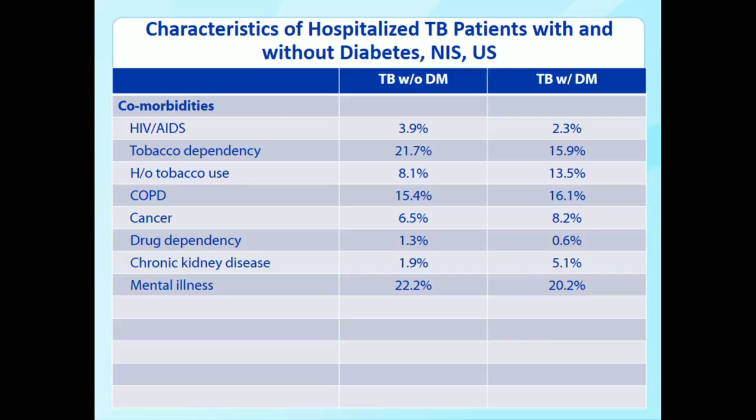We also looked at a number of other comorbidities, and this distribution shows the relative prevalence of HIV, tobacco dependency, history of tobacco use, COPD, cancer, drug dependency, chronic kidney disease, and mental illness.